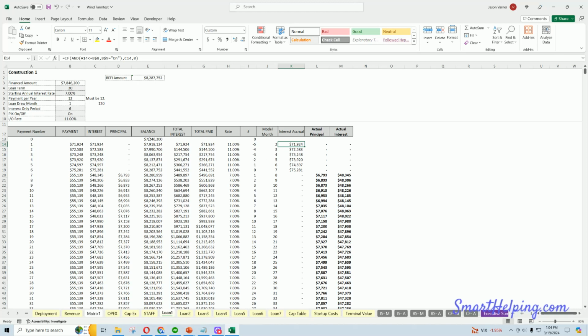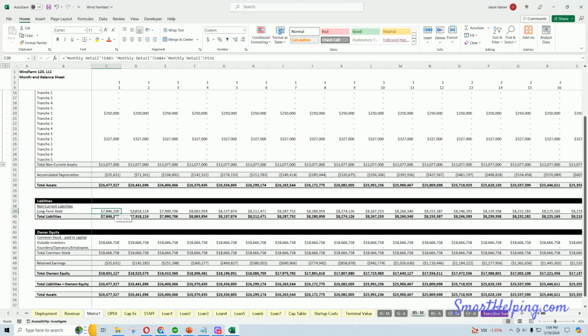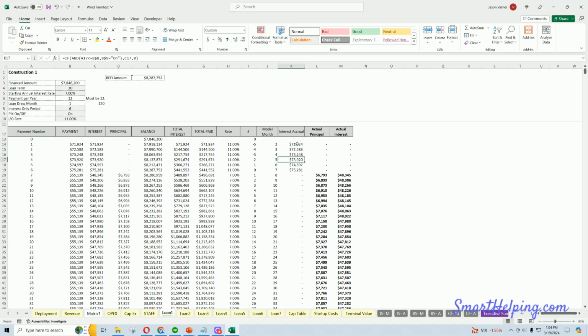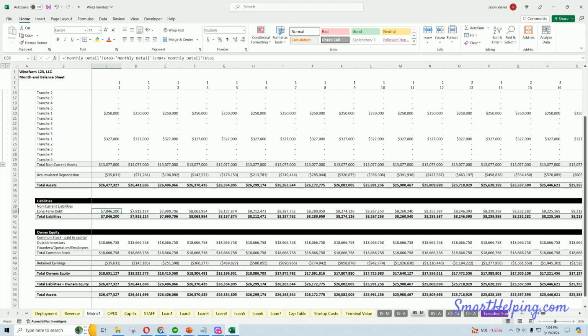Even though this interest amount is not being paid, the liability is going up. So here we're at 7,846. Now it's at 7,918, which should be the difference, based on the interest, of 71,924. And again, for all these, 72, 73, 73,920. So you can see that is all of these. So you've got this interest accrual happening, increasing the liability. So that's a liability going up.